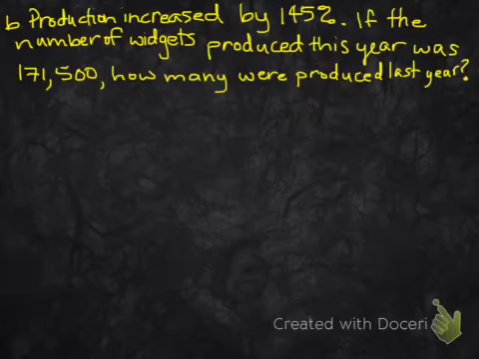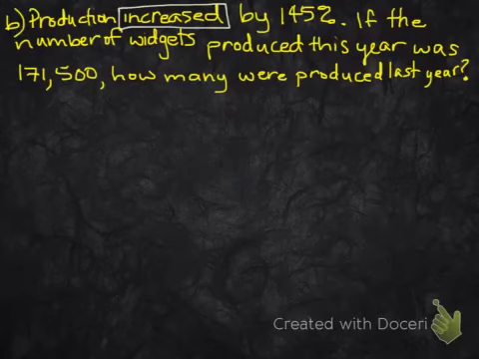Okay, in the next problem it says, production increased by 145%. If the number of widgets produced this year was 171,500, how many were produced last year? So this one is one of those tricky ones again. That key word is increased. So it increased by 145%.